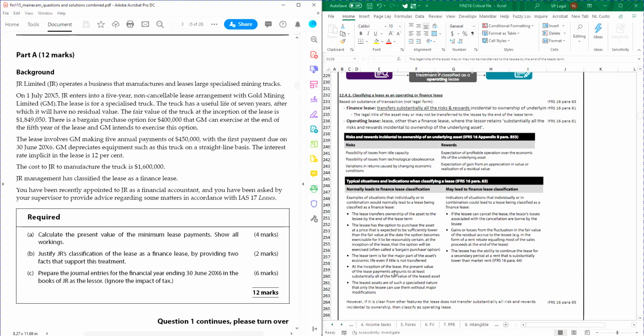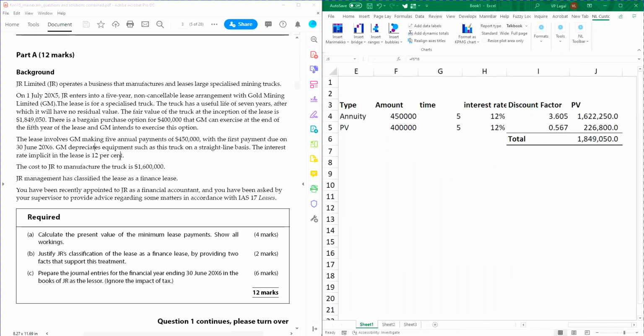And we could also use that at the start of the lease, the present value of the lease payments is pretty much the whole fair value of the leased asset. Now this is another good one to use because it kind of leads on from the first question. So we calculated in the first question the present value of the truck, and they've also given us the fair value of the truck.